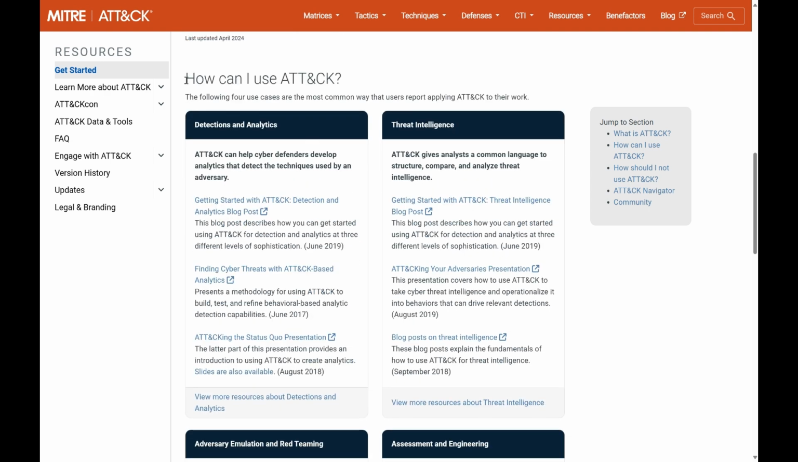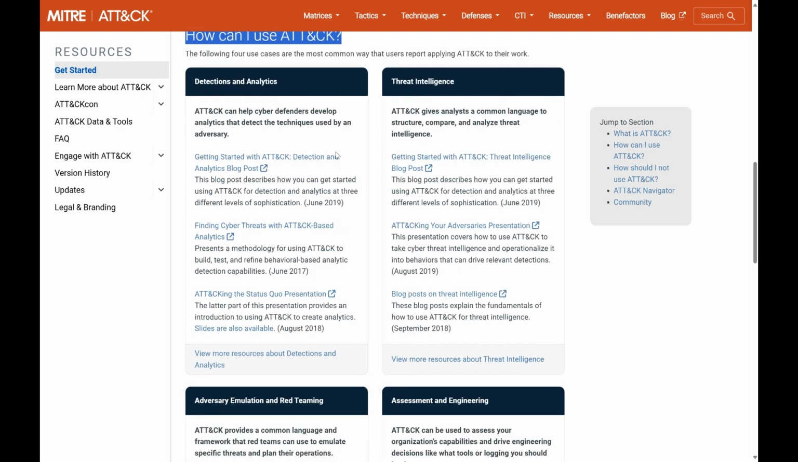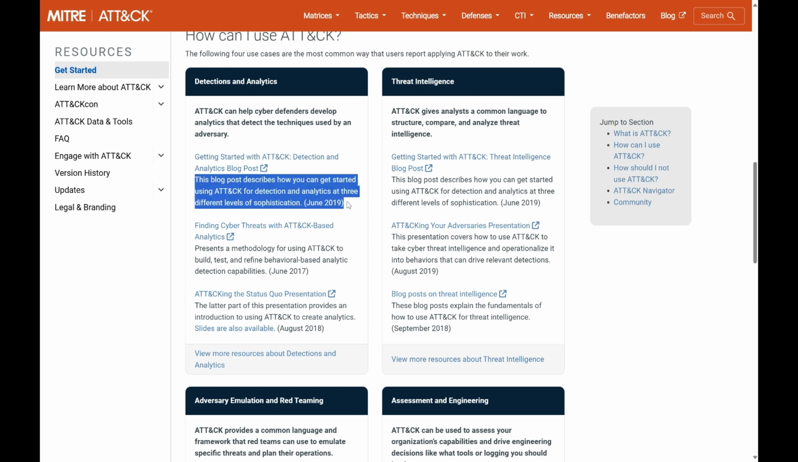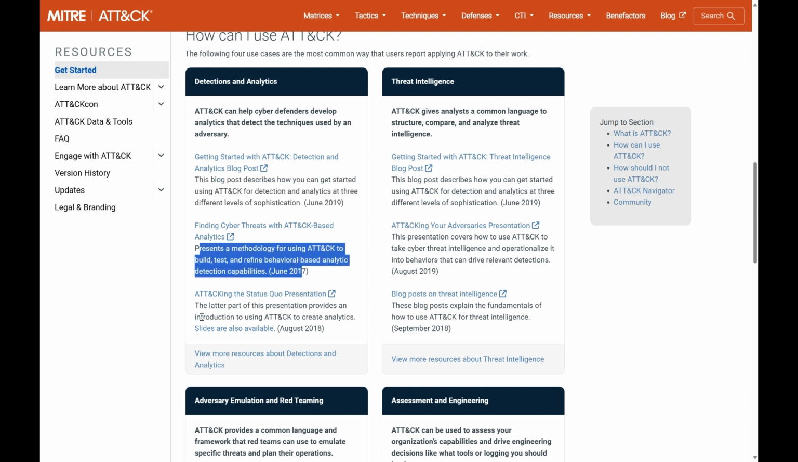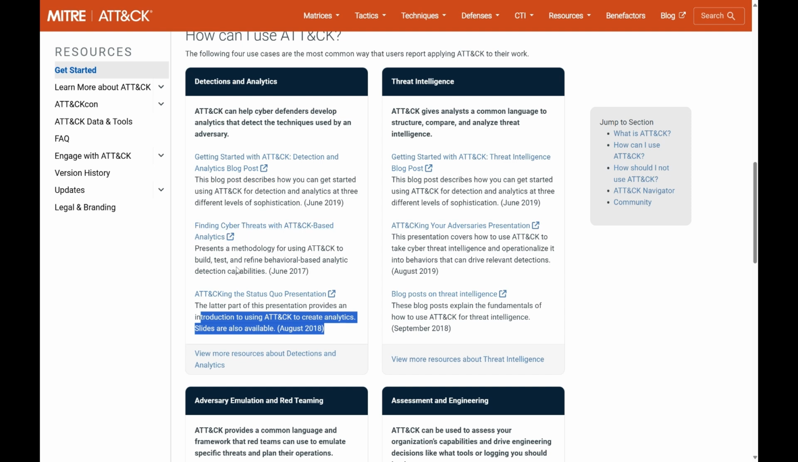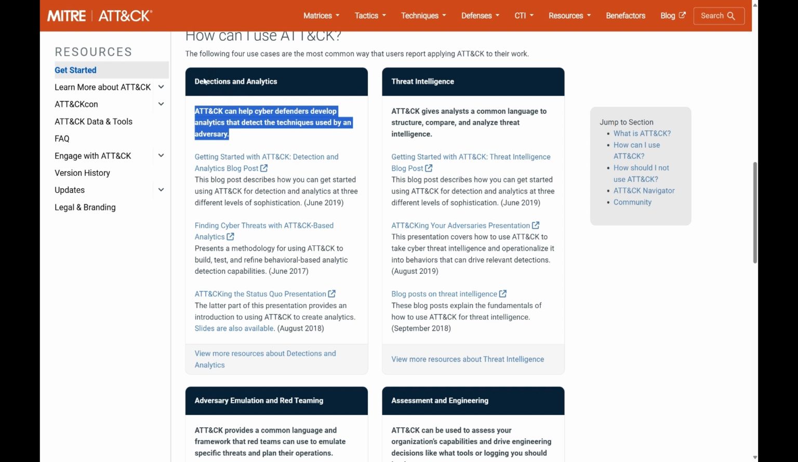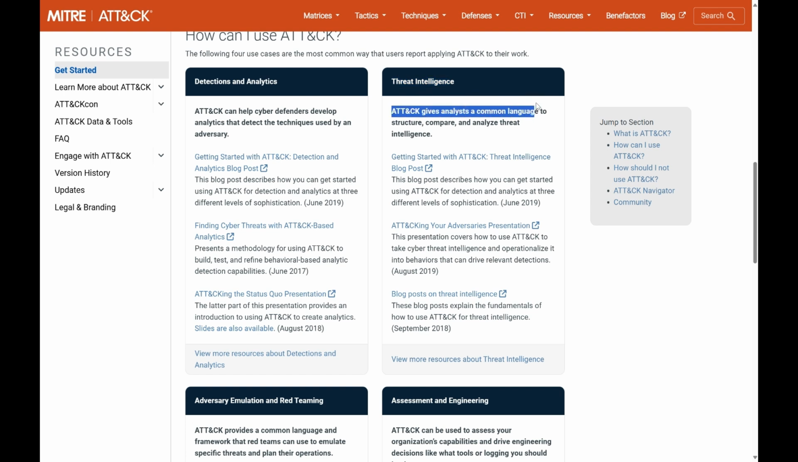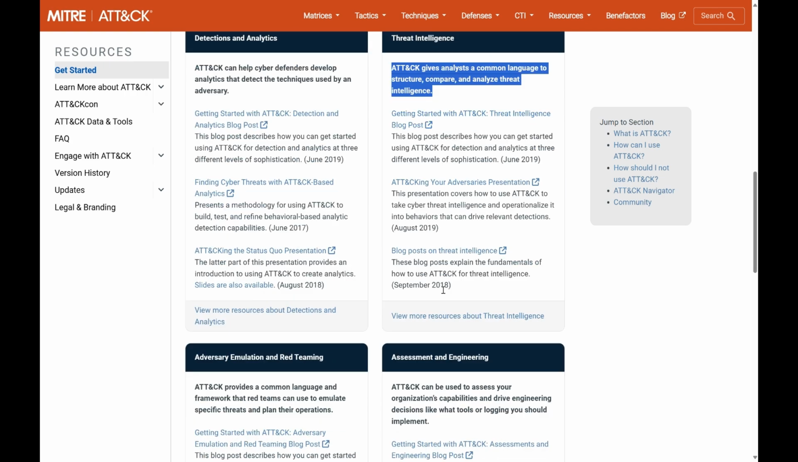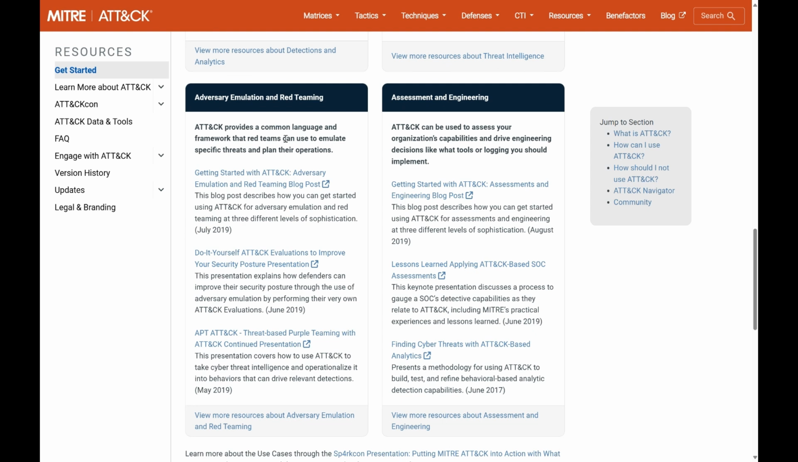So here you can see how can I use ATT&CK. You can use ATT&CK in detection and analytics. You can create detection rules, finding cyber threats within analytics. You can go and check here how you can start using ATT&CK in the detection and analytics section. Then we have threat intelligence. ATT&CK gives analysts a common language to structure, compare, and analyze threat intelligence. You can go and check how you can use ATT&CK in threat intelligence. Then we have adversary emulation and red teaming.